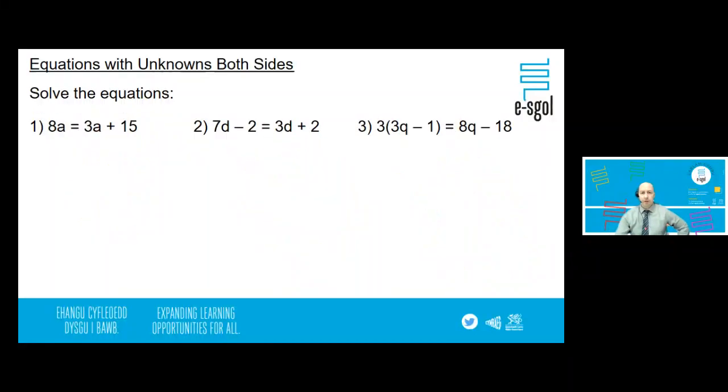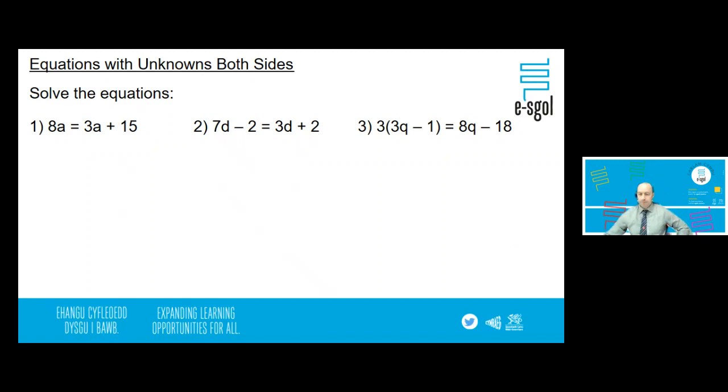Okay, so they're probably some of the more basic equations you're going to get. Quite often what we do face is equations with unknowns both sides. So if you just have a quick look at this slide, again, if you're watching this video back, you're able to pause it and have a try at those questions. And I'll come back in a second. And then after that, we're going to move on to simultaneous equations.